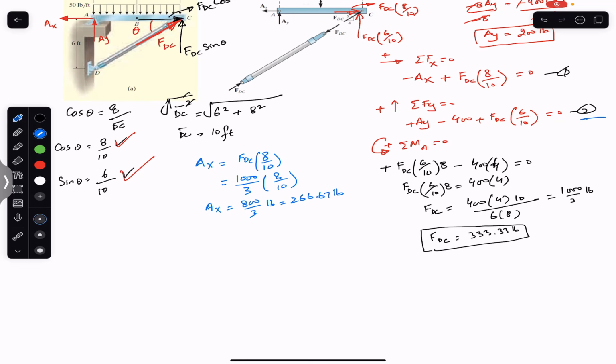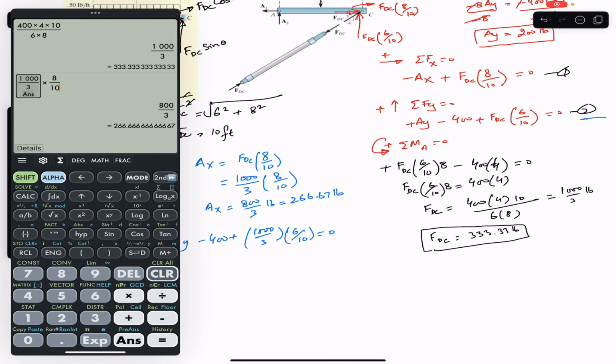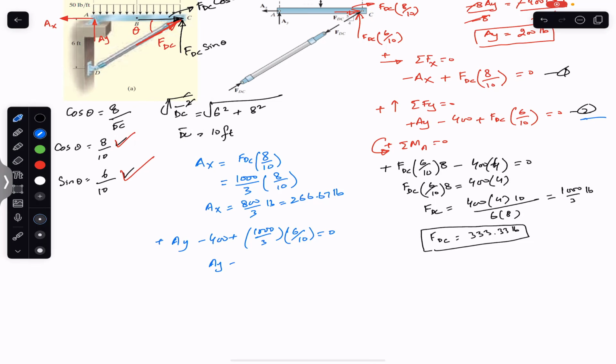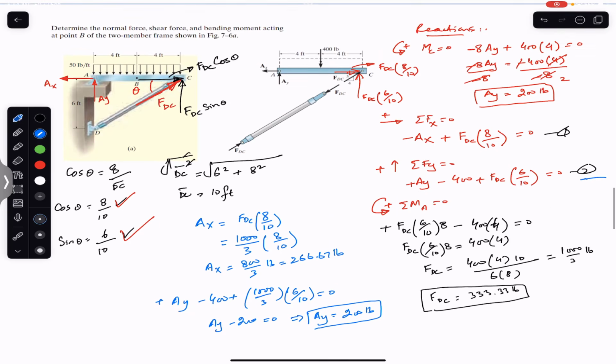Similarly, if we plug in this FDC value in equation number 2, we will get AY from this equation number 2. So now AY minus 400 plus FDC, which is 1000 divided by 3 into 6 divided by 10, equals 0. So minus 400 plus 1000 divided by 3 multiplied by 6 divided by 10 gives us minus 200. So AY minus 200 equals 0, or we can say that AY equals 200 pounds. So now we have determined this AX, AY.